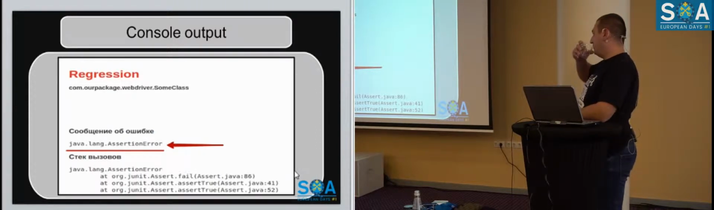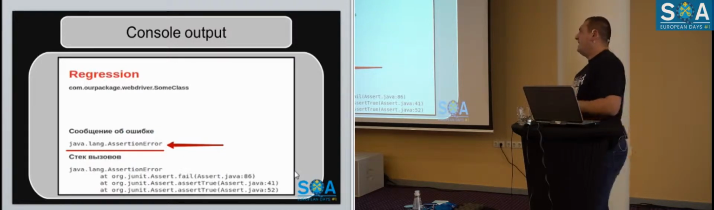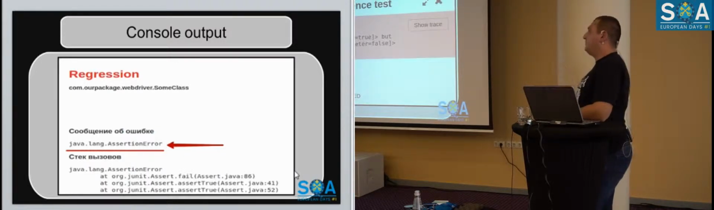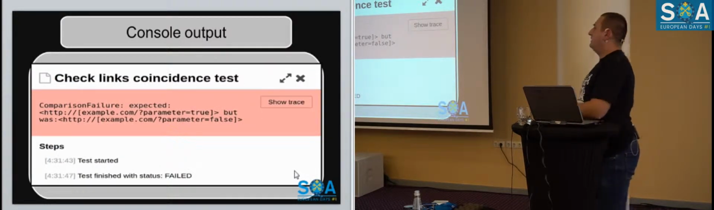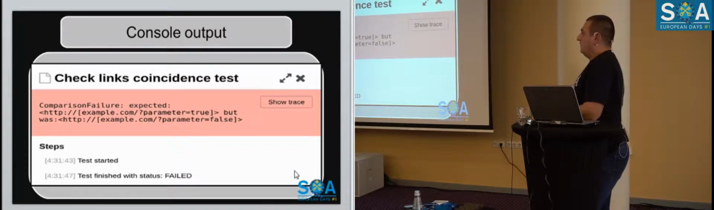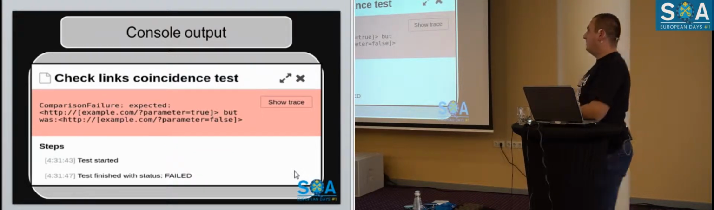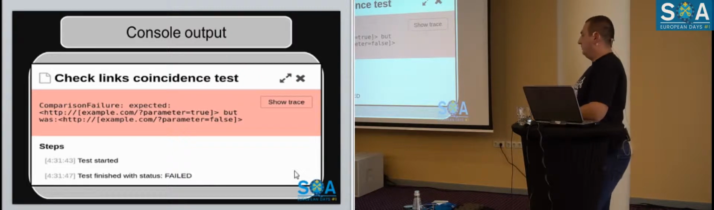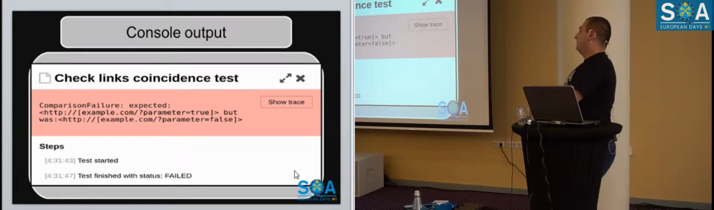Again, test package, regression, and java.lang.AssertionError. What did it check? No idea. What kind of parameters were compared? No idea. It could look something like that for a coincidence test. And these are the lines that you can read that it comes up with. At least this is a valid test with some expected result and an actual result with a false parameter for some reason.